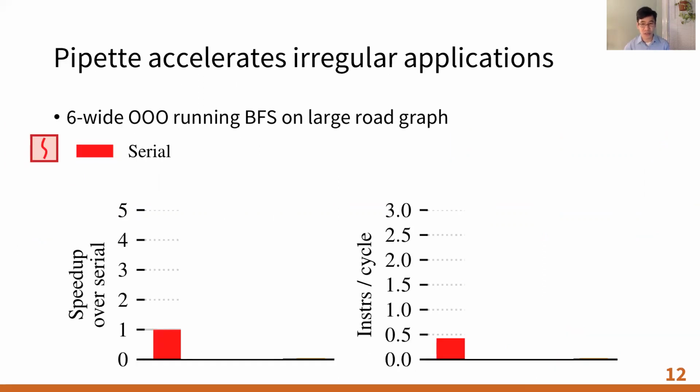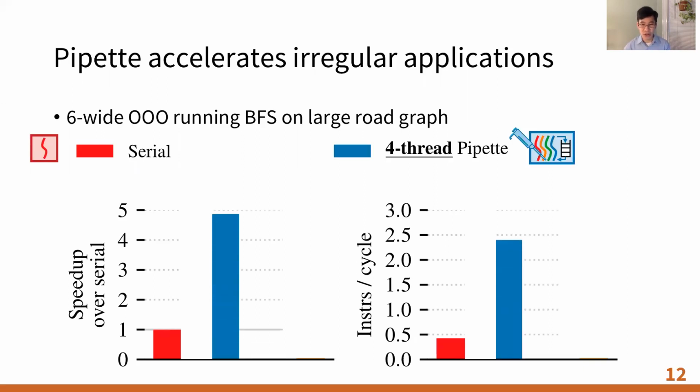Here's why Pipette features are important. We show a speedup plot on the left and instructions per cycle, or IPC, on the right. For both, higher is better. We run BFS on a large road graph with a 6-wide out-of-order core with aggressively sized speculation structures. Here we see that serial, which is normalized to 1, has an IPC of barely 0.5. Pipette, running on a single multi-threaded core, shown here with blue bars, has significant speedups of nearly 5x over serial, with an IPC of 2.4.